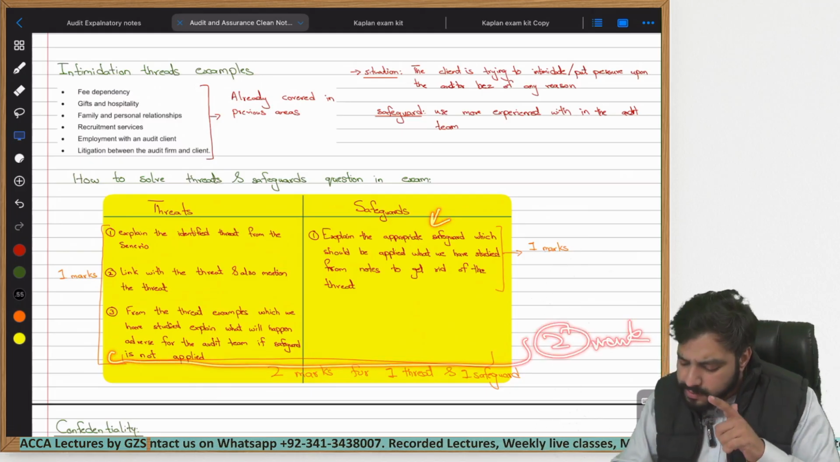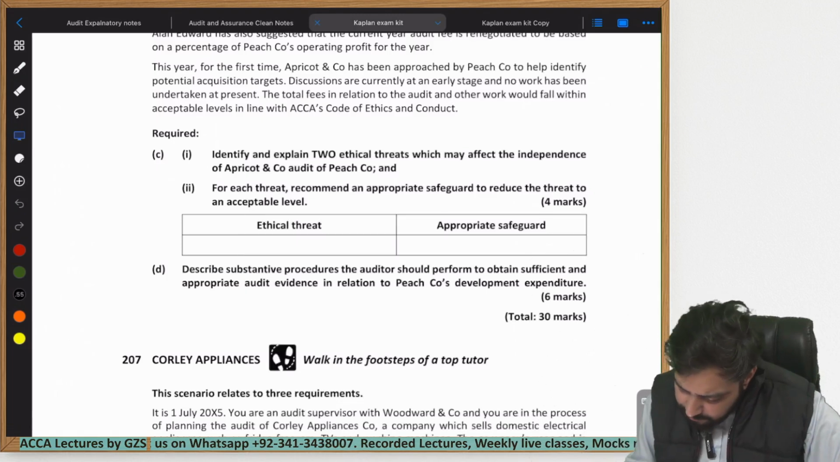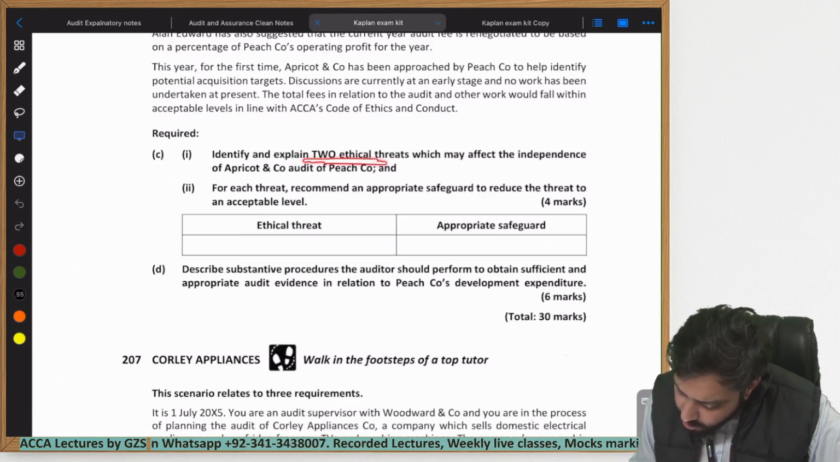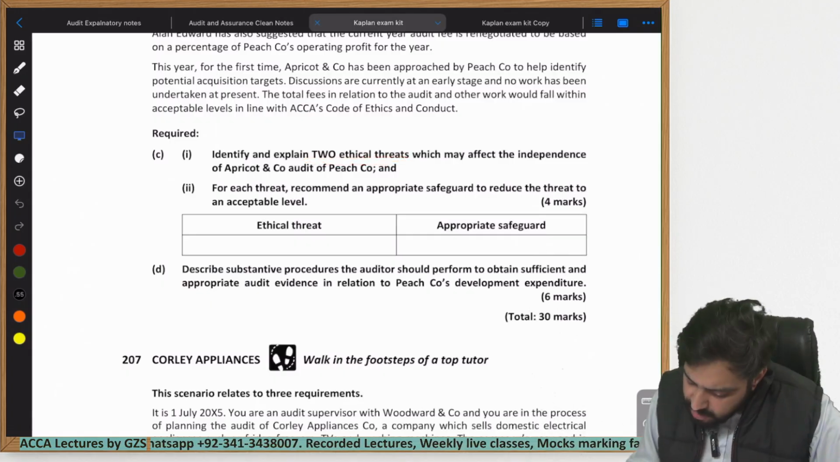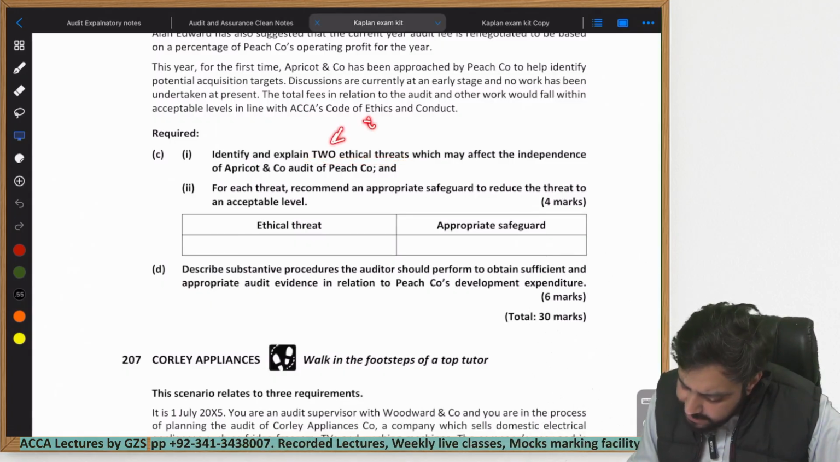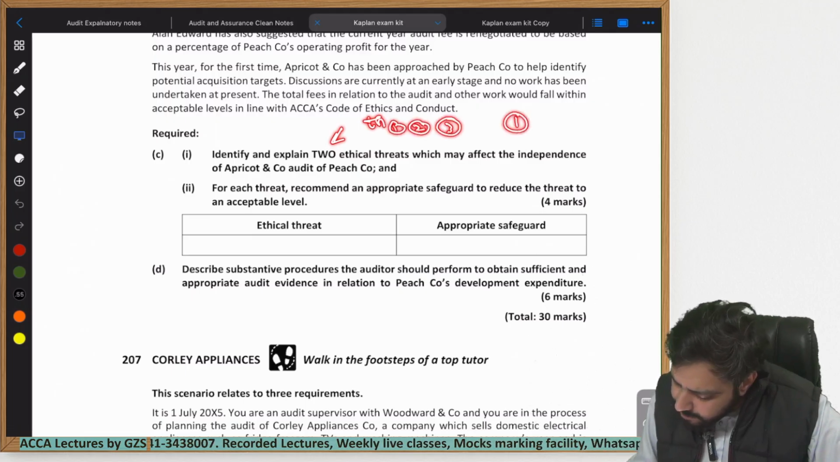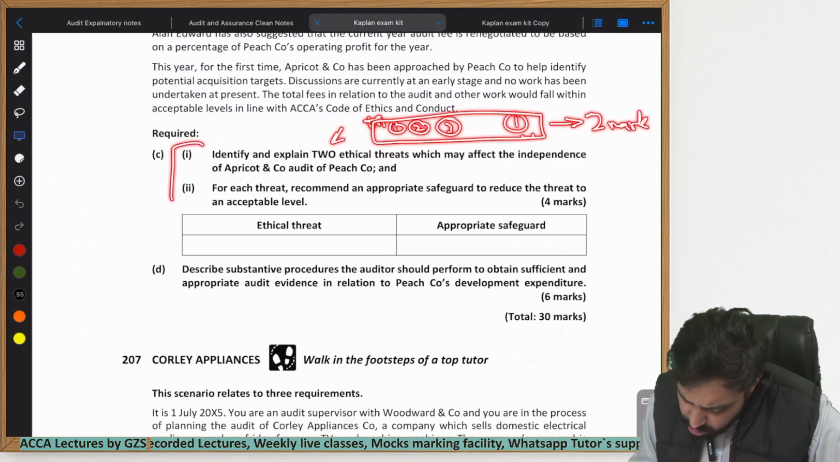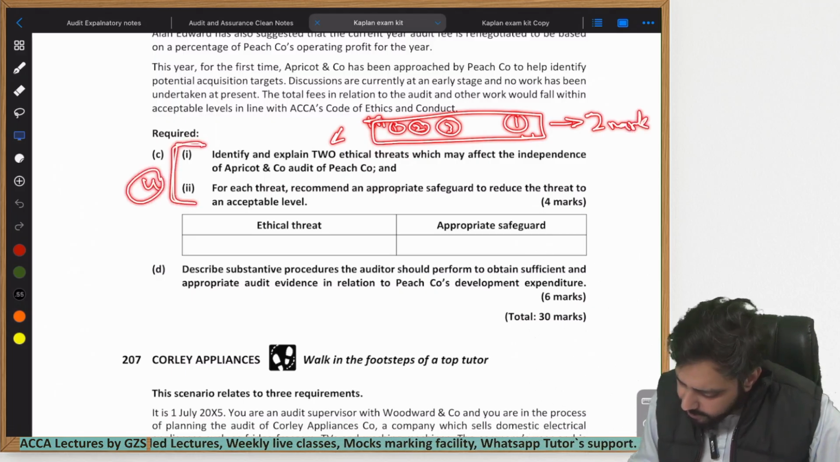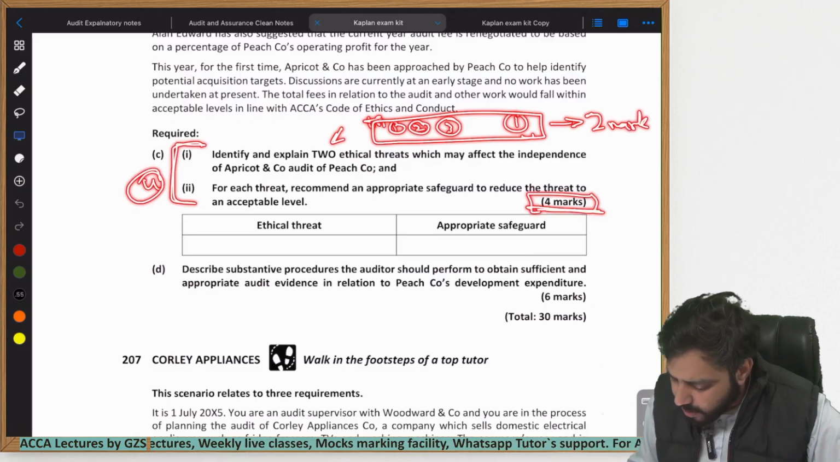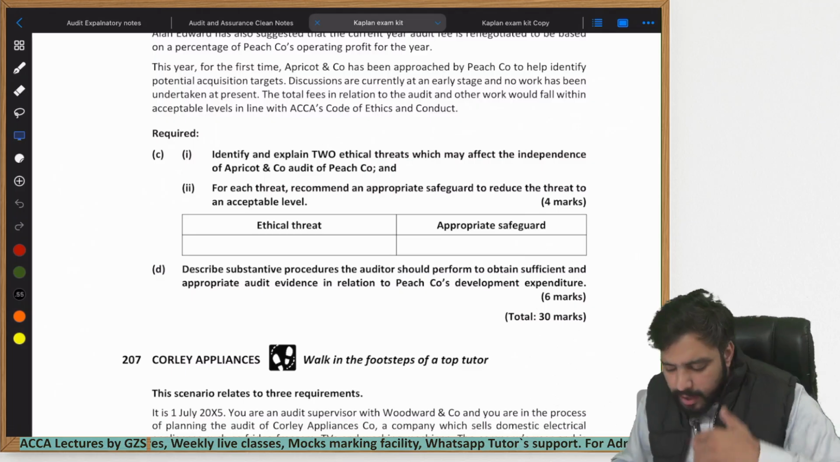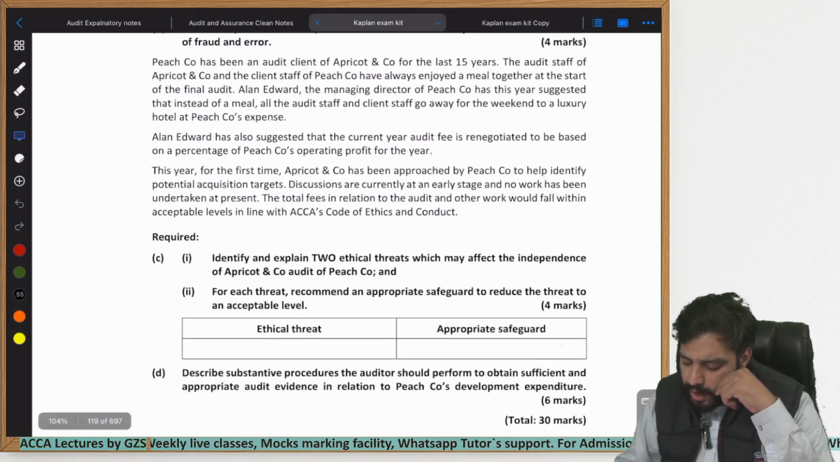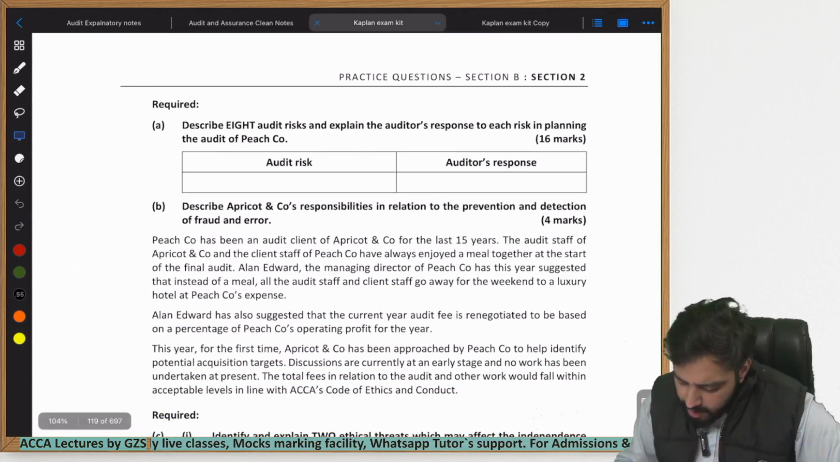Now, moving towards this specific question, Peach Corporation, we can see that the examiner has told us to identify 2 ethical threats. This means for every single ethical threat, on the threat side, first we will have to write down the 3 points, and then on the safeguard side, we will have to write down 1 point, and for these things we will receive 2 marks. This means that in total these 2 portions should be of 4 marks, and as we can see, yes, these 2 portions are for 4 marks. Now let's move towards the question and try to solve the question itself.